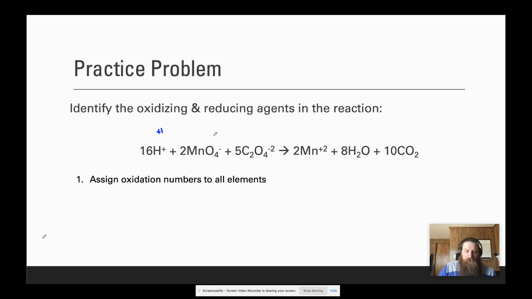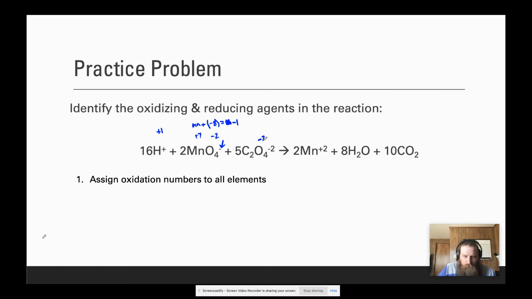I know that in this manganese oxide, oxygen is going to be -2. So I'm going to have -2 times 4, which is -8. So Mn plus -8 is going to be equal to -1, because there is a -1 charge on this species. So that must be +7, because 7 minus 8 is -1.